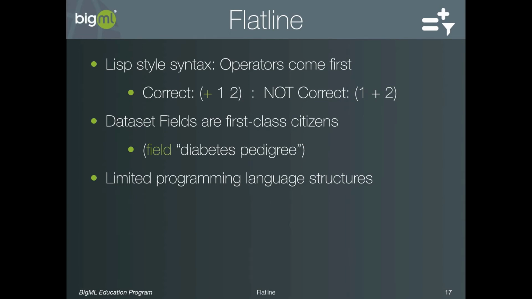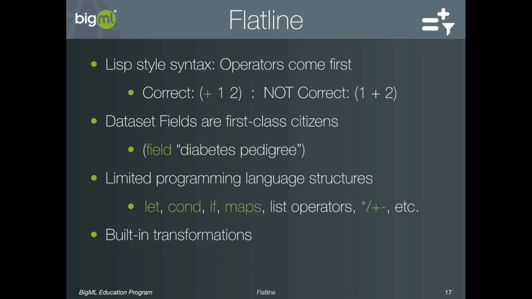That said, it is still possible to use constructs like let, condition, if-then expressions, maps, list operators, and of course the various mathematical functions that you would expect. Note that this is not a complete list of all the functions available in Flatline. Additionally, there are lots of useful built-in transformations. These can be used to compute statistics, to deal with strings and regular expressions, to parse timestamps, and to even create expressions which rely on field values in other rows or columns using something called windows.